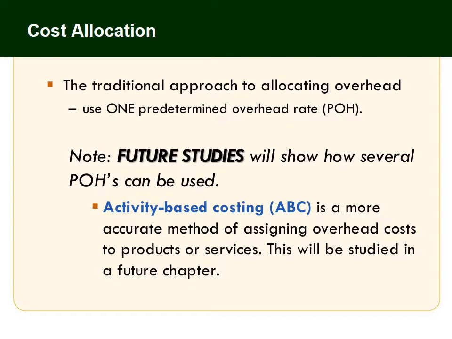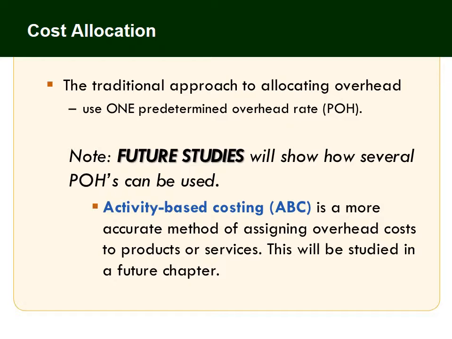The traditional approach to allocating overhead uses one predetermined overhead rate. We will talk in a future chapter about how several overhead rates can be used with something called activity-based costing. In activity-based costing, you can have many, many different overhead rates because different parts of production require different amounts of overhead as it goes through the process.